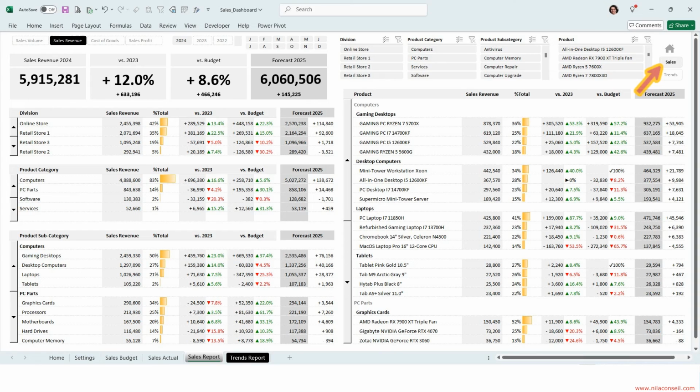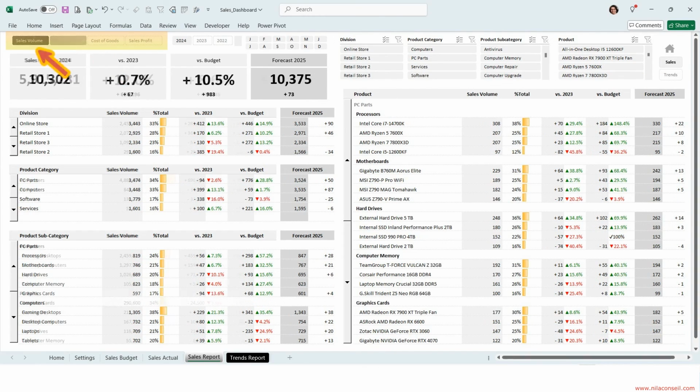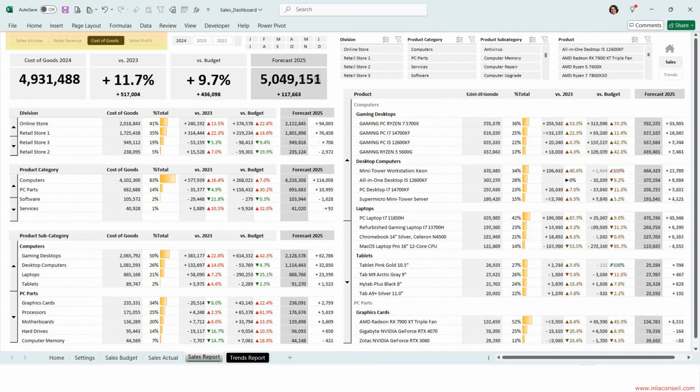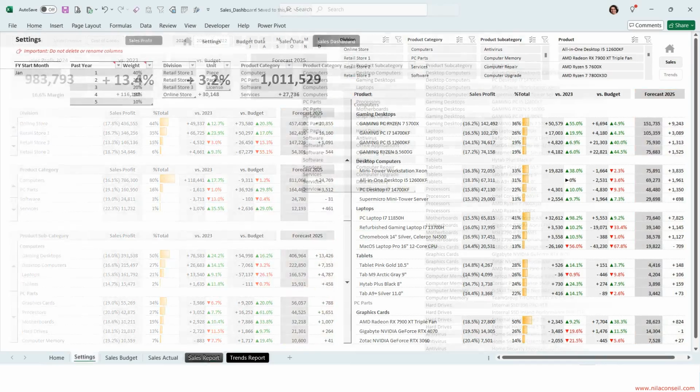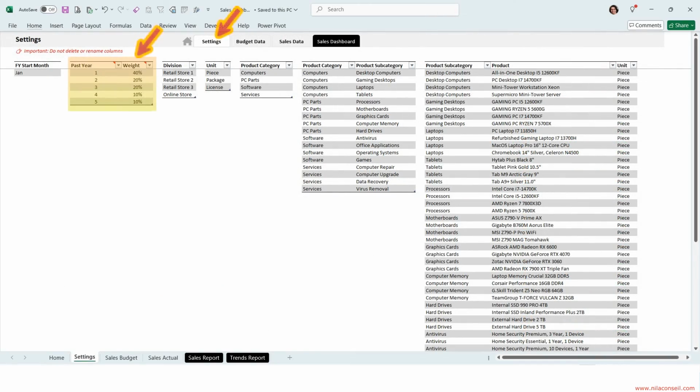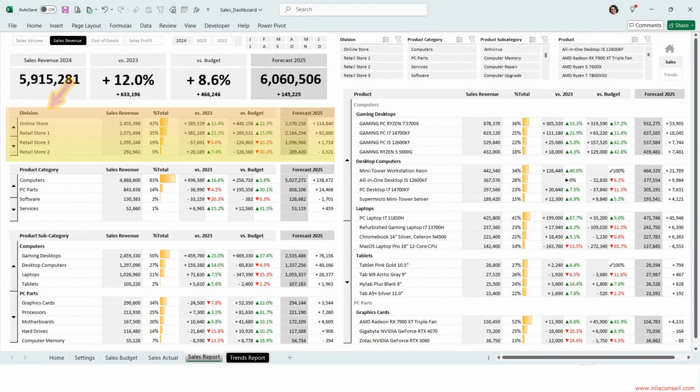Sales Analytics Report allows you to monitor sales volume, sales revenue, cost of goods, profit and profit margin, actual versus previous year variance analysis, budget versus actual variance analysis, forecast versus actual variance analysis, based on average weighted annual growth rate. Analysis are by division, product category, subcategory, and by product.